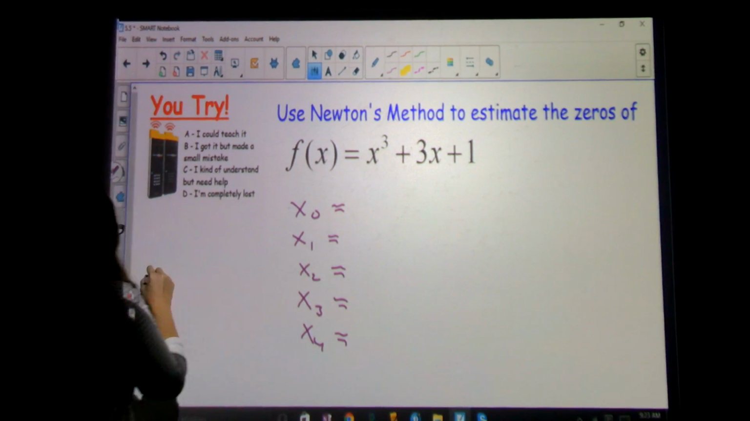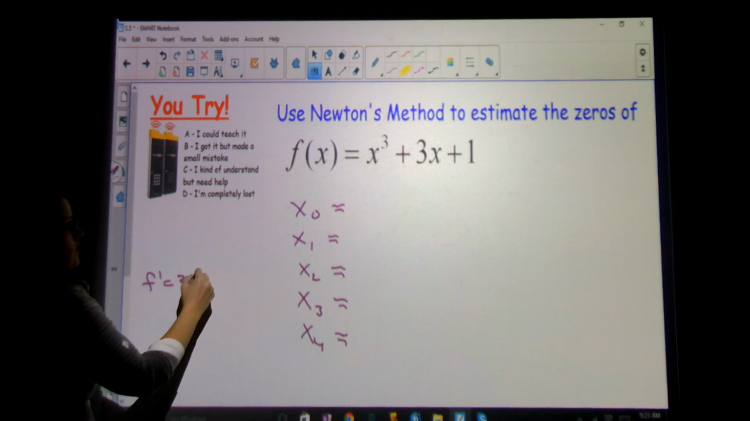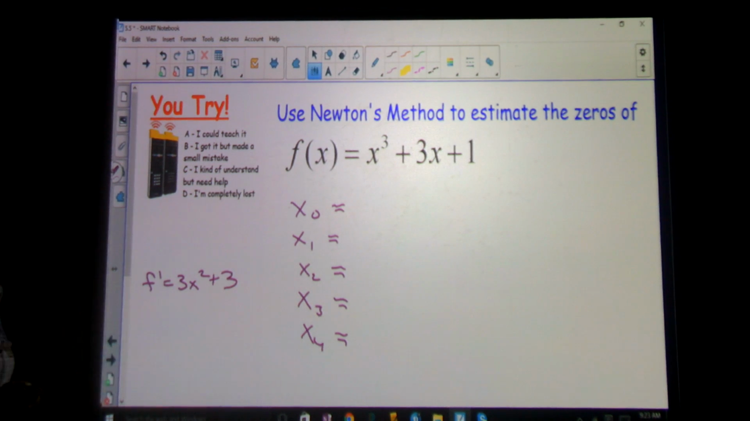I also need to see that you found the derivative. That is enough work for me, and then circle your answers. But I want you to use your program. Try to find all the zeros using Newton's method. Okay, so somebody pause the video and hit play when everyone seems to be done.